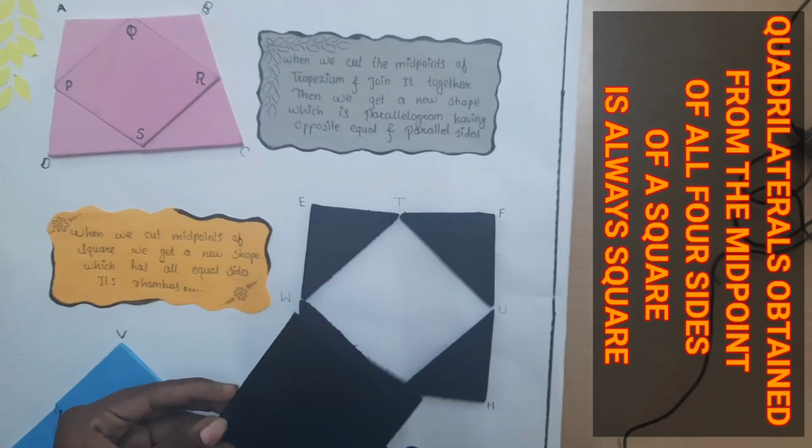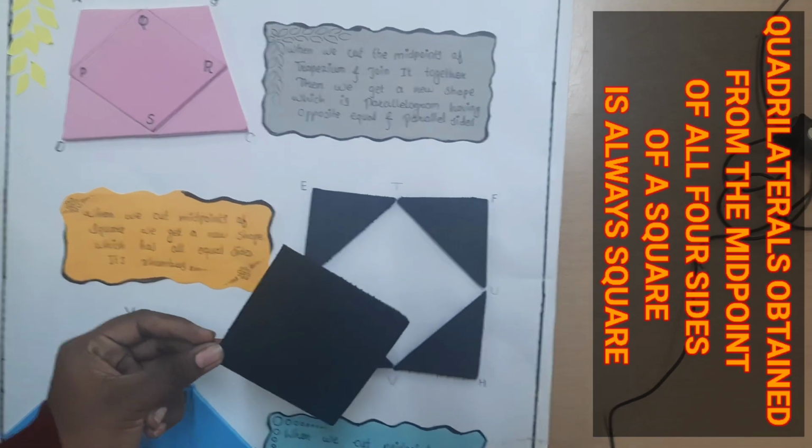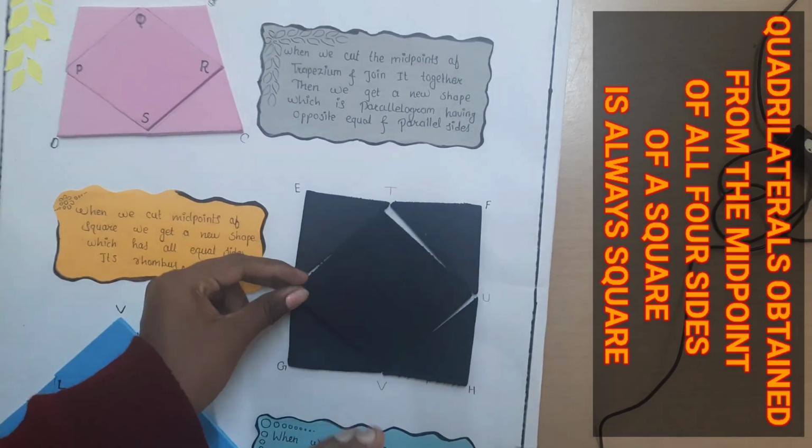Get a new shape which has equal sides. It's a rhombus. It's a rhombus.